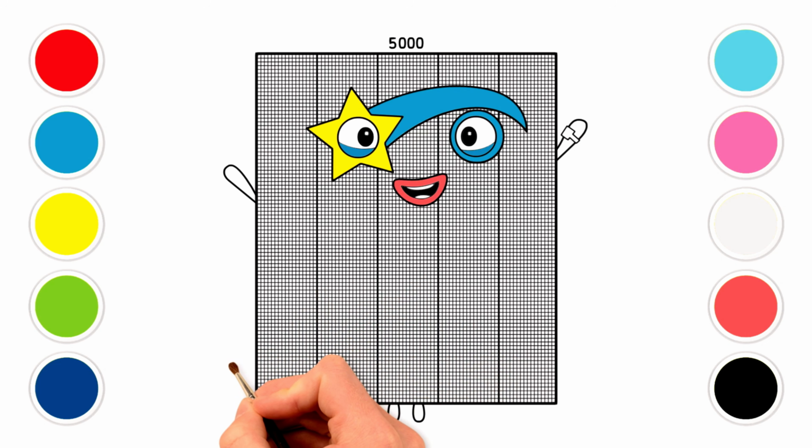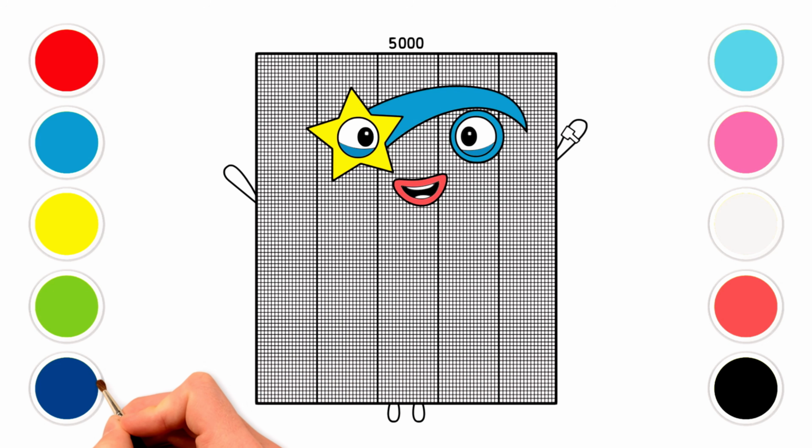Make the picture super pretty, shining, glowing, clean and bright. We are artists, we are learners. Now pick up dark navy blue. Spell navy blue.